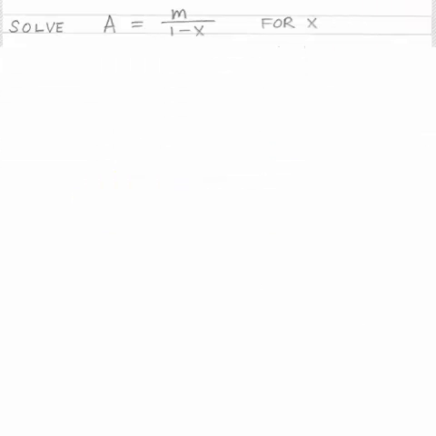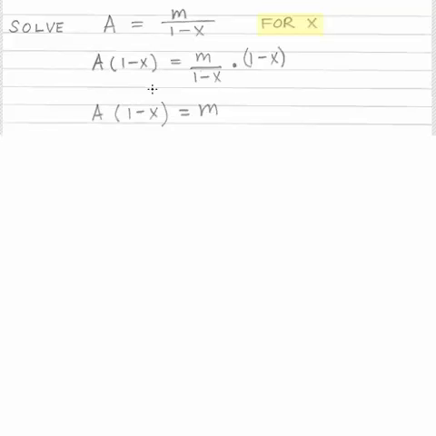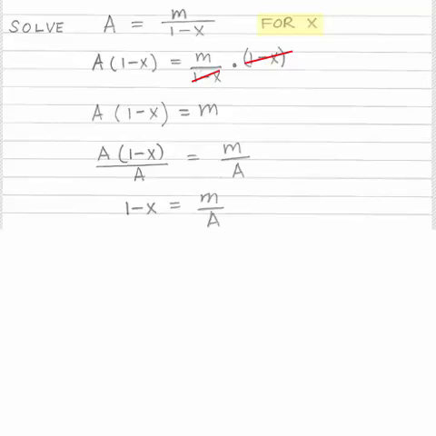In this last example, we're going to solve the formula a equals m over 1 minus x for the variable x. The problem here is that the x is in the denominator. Well, we can fix that easy enough by multiplying both sides by 1 minus x. And when we do that, the 1 minus x's cancel on the right, leaving us with a times 1 minus x equals m. And we can get rid of that a easy enough by dividing both sides by a, canceling it out, leaving us with 1 minus x equals m over a.